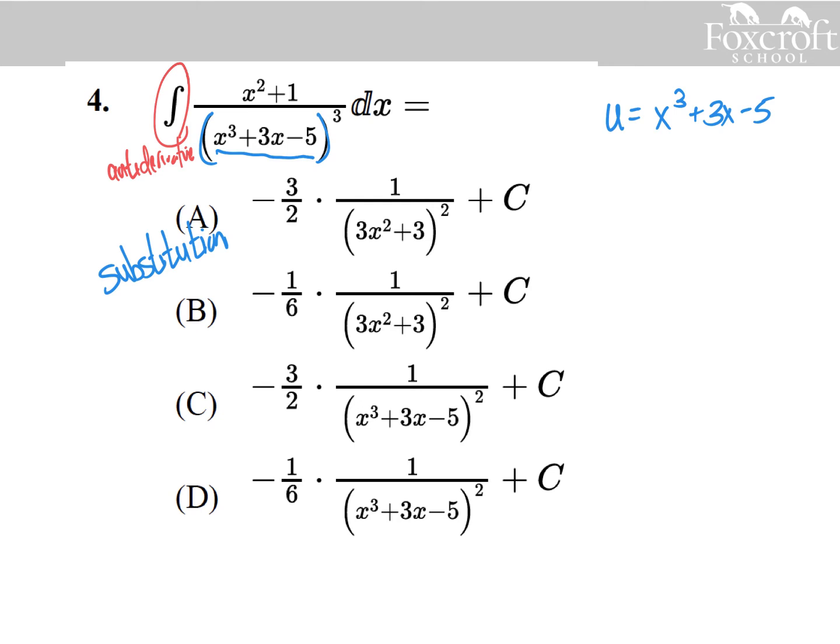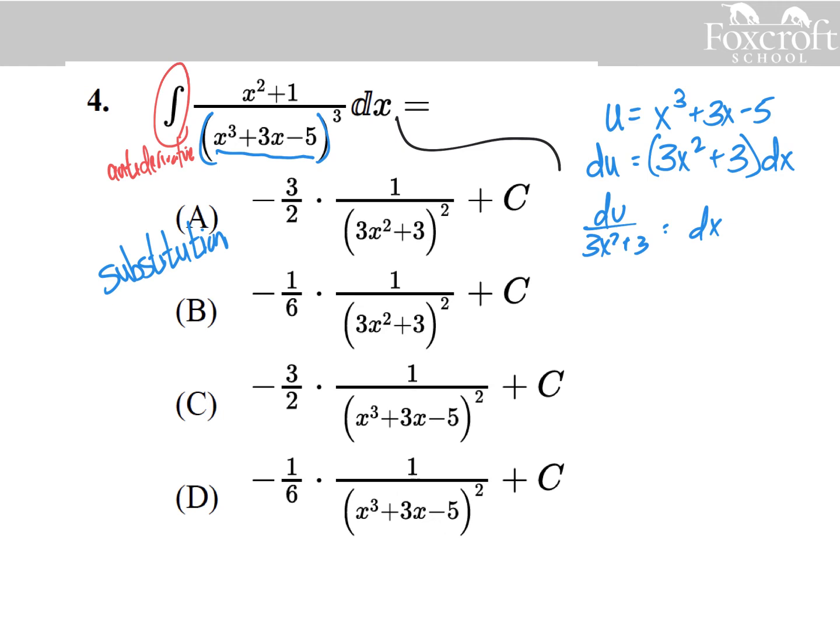Then we take the derivative, so the derivative of u is du. On the right, we're going to get 3x squared plus 3 all times dx. And I like to solve for dx, so du over 3x squared plus 3 equals dx. Now I can rewrite this integral. It's going to be the integral of x squared plus 1 over u cubed times, and we replace dx with du over 3x squared plus 3.